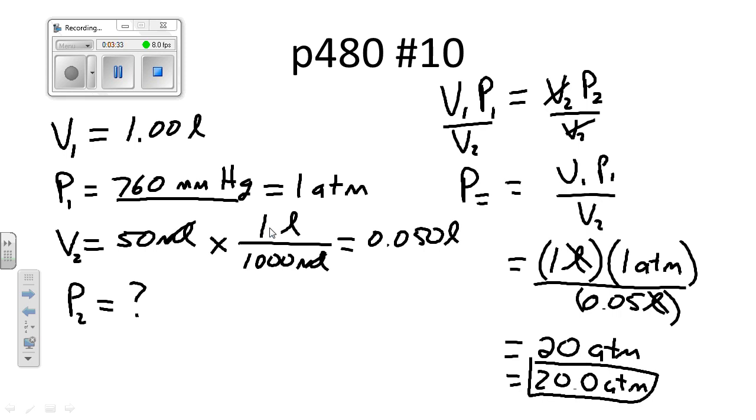All right, so there we go. 20 atmospheres is what the pressure needs to be changed to in order to shrink the gas down. So let's see if that makes sense. The pressure now is 20 atmospheres. Before it was 1. Does that make sense? Did the volume go in the opposite direction? And indeed it did. It went from 1 liter down to 0.05 liters. All right, so we have another Boyle's law problem.